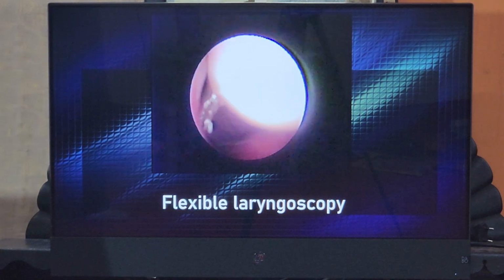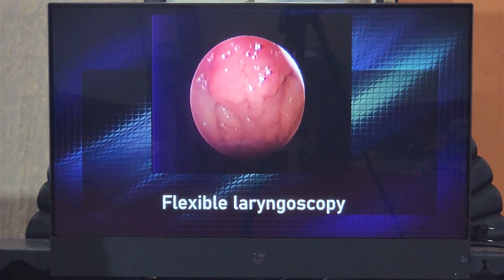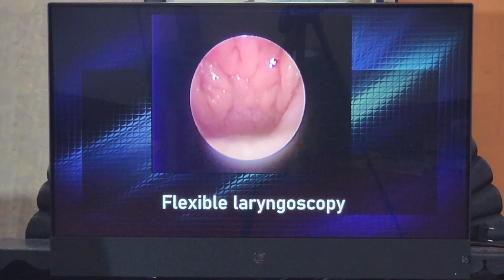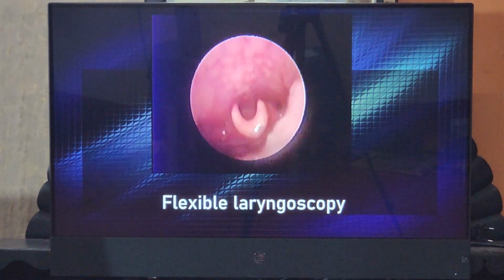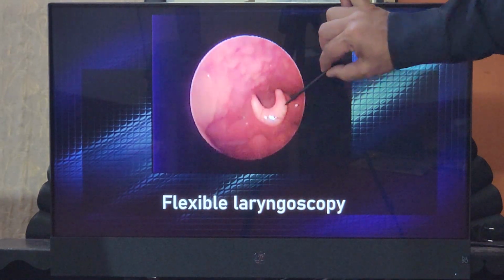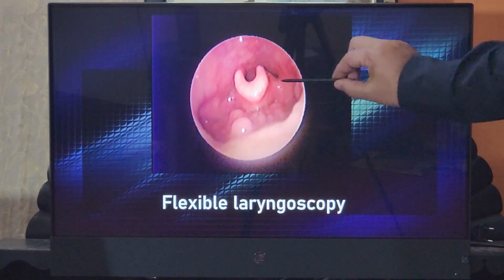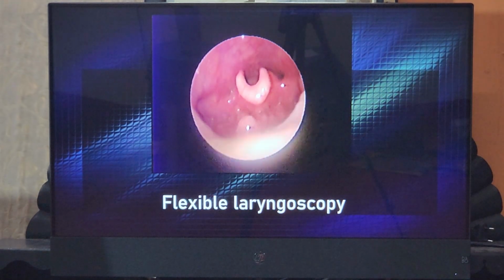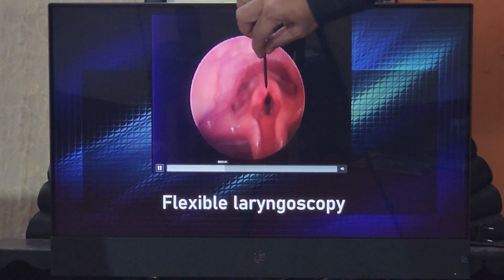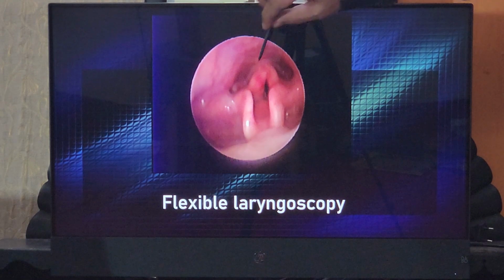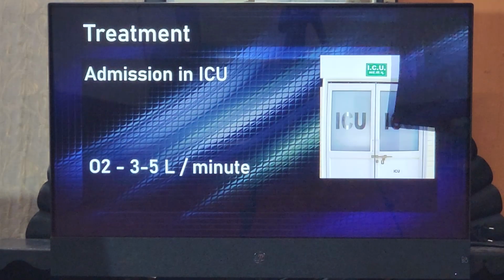The flexible laryngoscopy is usually done in the ICU, because the child is observed in the ICU. If you see this video, the flexible laryngoscope already reaches the posterior part of the nose, and this is the starting part of the larynx. So the infection has started here, and the whole upper part of the larynx is edematous. Now I'll show you the subglottic area also. Here, if you see the vocal cord movements and the subglottic area, there is narrowing, and the whole area is congested, red in color.